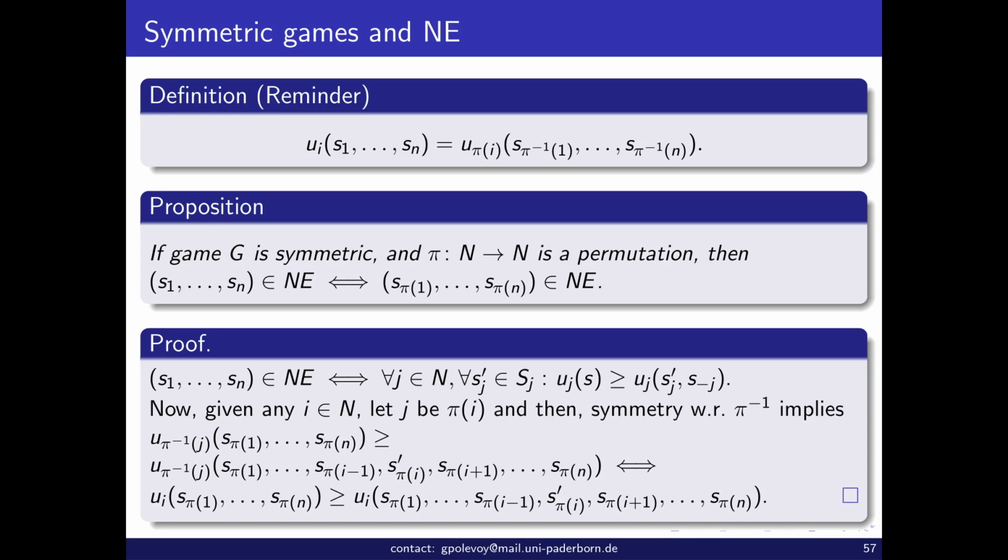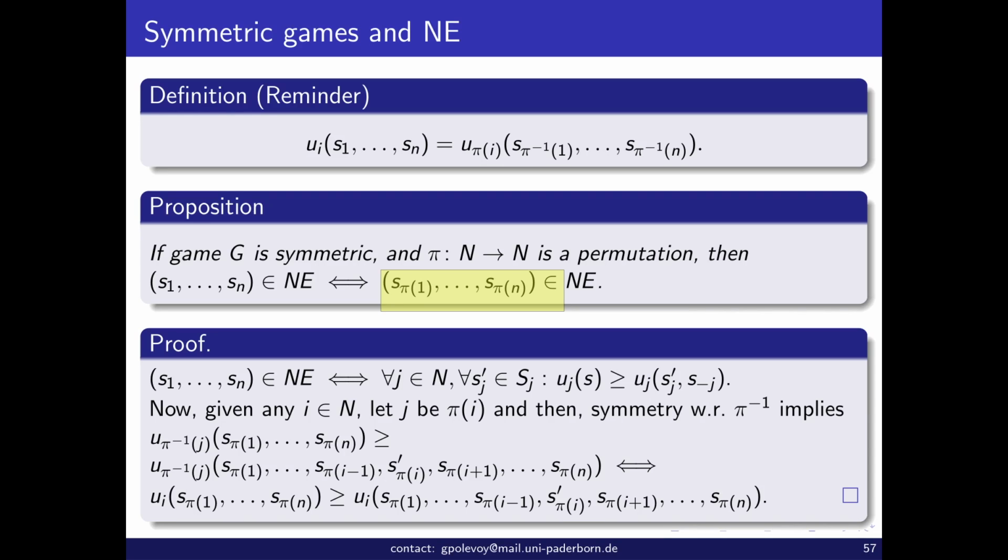If a game is symmetric, then for any permutation P, a profile is a Nash equilibrium if and only if its permutation, S of P1 and so on, where the ith player does what the Pi player did before, is a Nash equilibrium. So I'm not claiming there is a Nash equilibrium, but one is if and only if the other is.